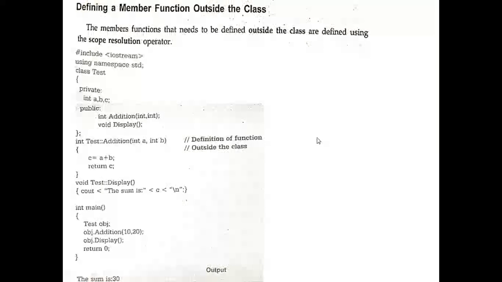We'll see another example. Here we are defining a member function outside the class. In the earlier example, we have declared the addition and display function inside the test class. But in this example, we'll see the addition and display function are just declared in test class, but the body part of both the functions are written outside the class. We'll see that.